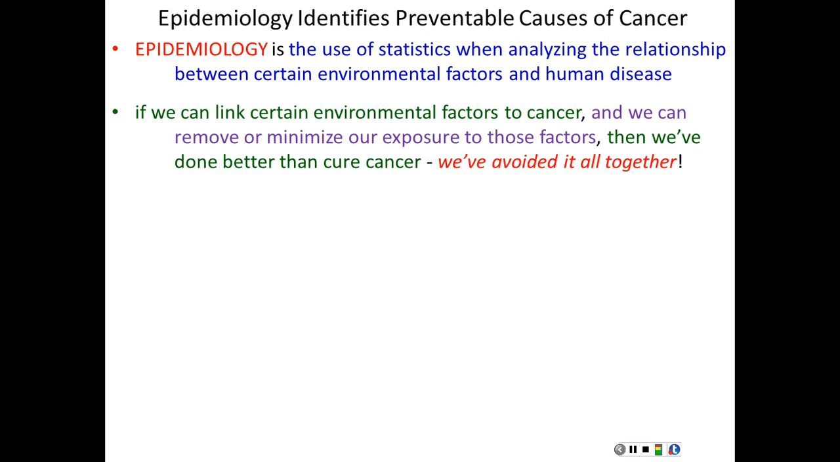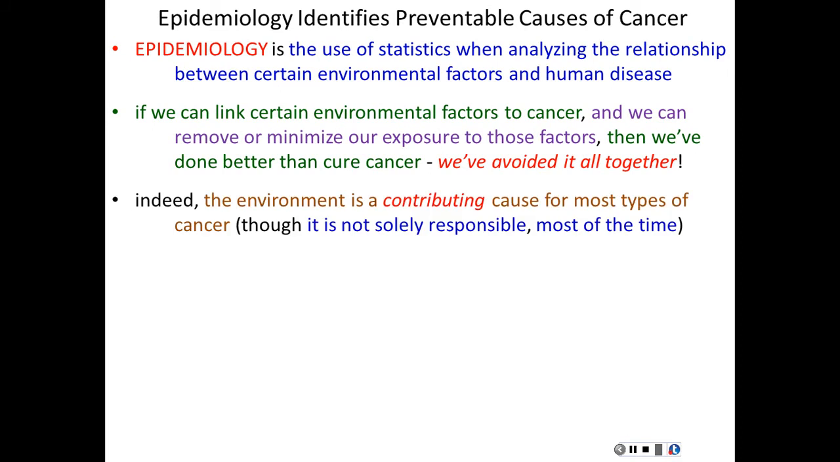So we can do these types of studies with cancer. And if by doing so, we can link certain environmental factors to cancer, and we can remove or minimize our own exposure to those cancer-causing factors, then we've gone a long way towards, well, even doing better than curing cancer. We've gone a long way to avoiding cancer altogether. And indeed, the environment is almost always a contributing cause for most types of cancer, although most of the time it's not solely responsible for causing cancer.